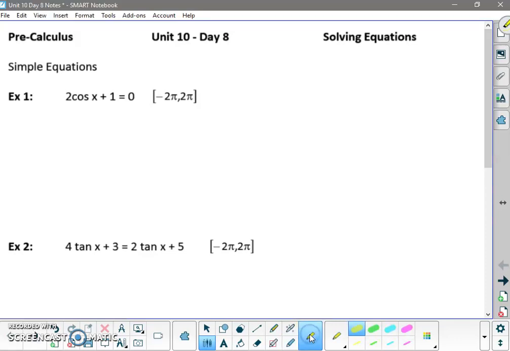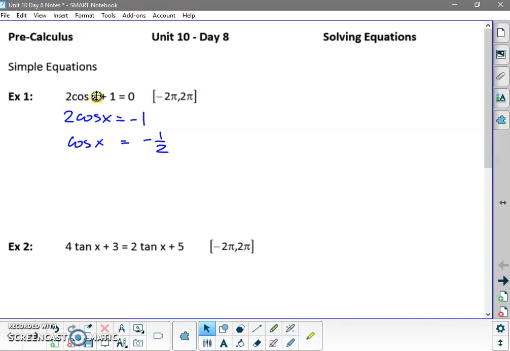So if you notice here in our first example, we're solving for x, but it's inside of a cosine function. So our first goal is going to be to get the cosine x isolated. So very quickly here, using some basic algebra, we'll subtract 1 from both sides. Then we'll divide by 2. So I end up getting cosine x equals -1/2. If you remember from earlier in the unit, we're going to take the inverse cosine to isolate our variable.